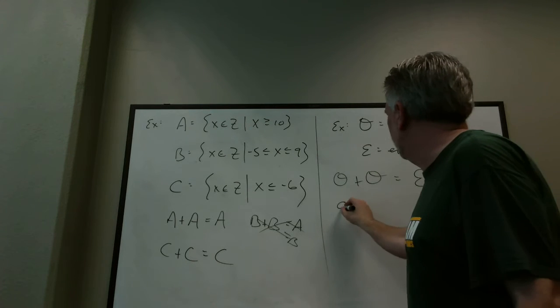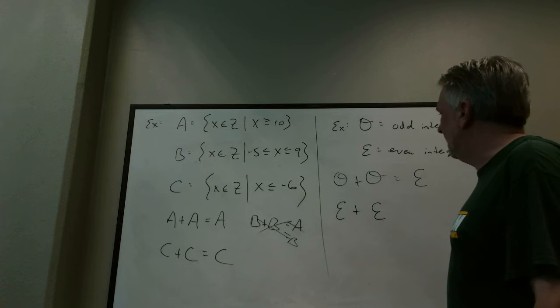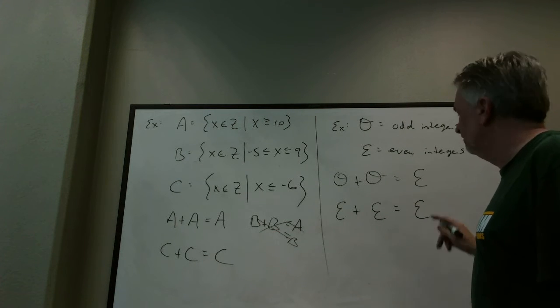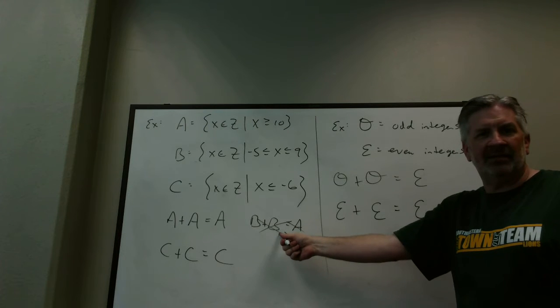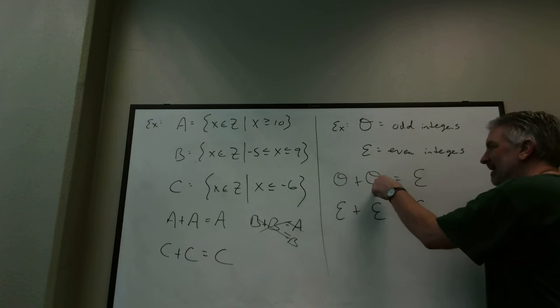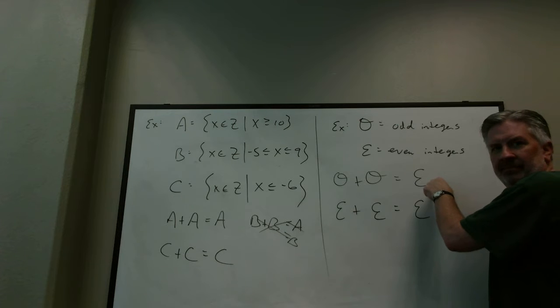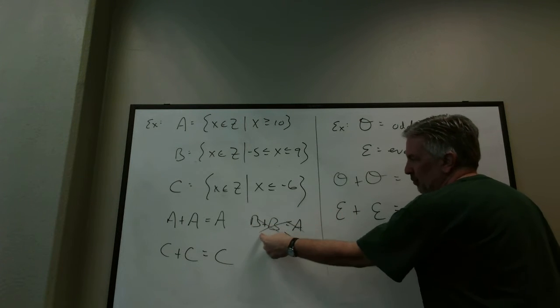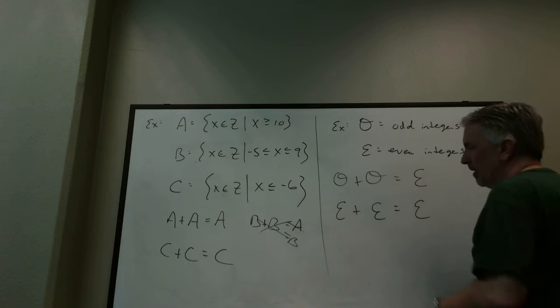And what about E plus E? If you pick any even integer and add another even integer to it, you get an even integer. Notice I can't ruin it like I did here, right? If you pick any odd plus any odd, you get an even. Here, two specific things in A, when you add them, were in B. Notice here I'm not running into that problem.